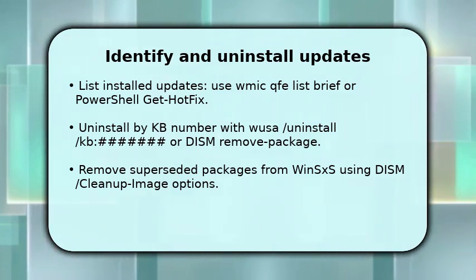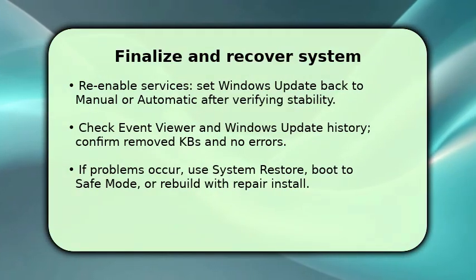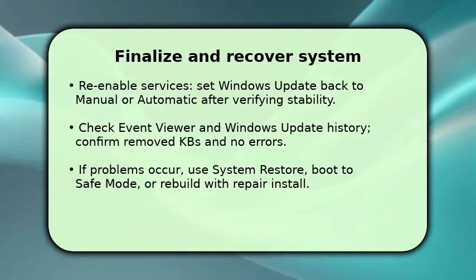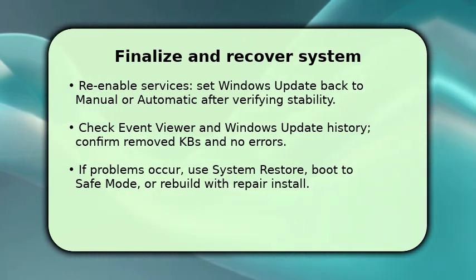Finish by restarting the services and verifying system stability. Set Windows Update to manual or automatic as appropriate, then reboot. After that, inspect Windows Update history and Event Viewer to confirm the KBs are gone and no new errors appeared.